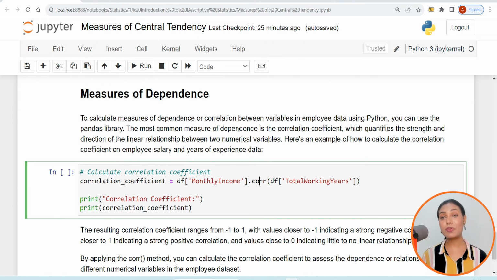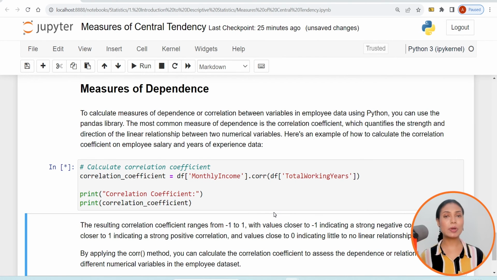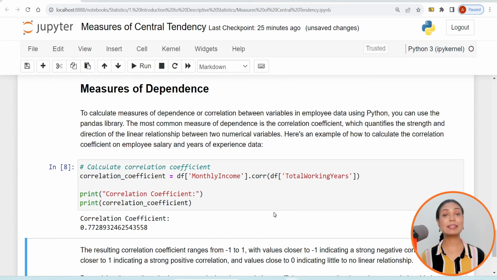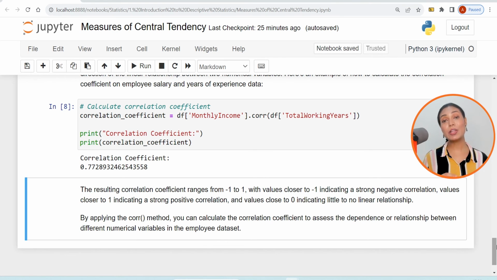After execution of the program, you can see that the correlation coefficient between the monthly income and total working years variables is around 0.77, which means that the monthly income of an employee is strongly related to the total working years of an employee because 0.77 is close to 1. The value of correlation ranges from -1 to +1, where a value of -1 indicates a strong negative correlation, while values closer to +1 indicate a strong positive correlation, and values closer to 0 indicate little to no linear relationship.